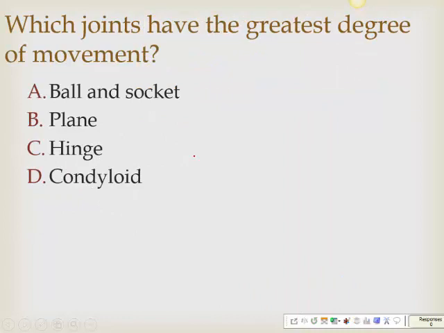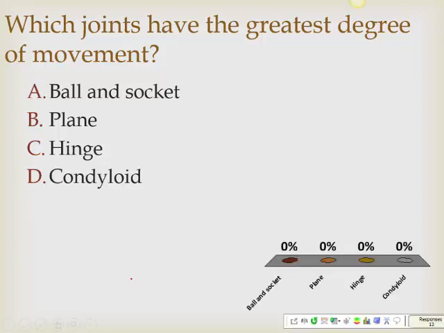Which of these joints has the greatest degree of movement? And by degree, I include range also. Ball and socket, yes. Plane only allows gliding movement. Ball and socket allows all three types of movement. So you get most movement there.